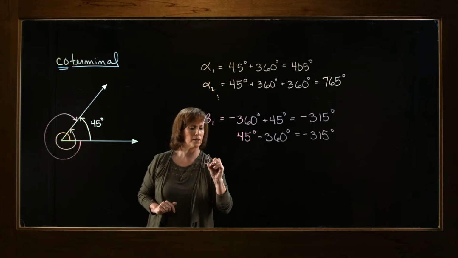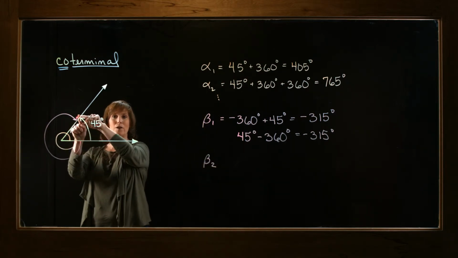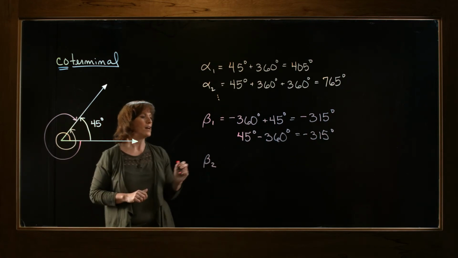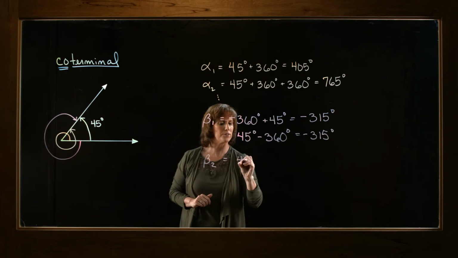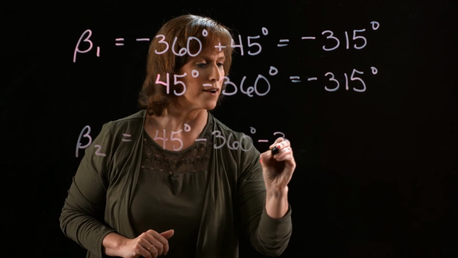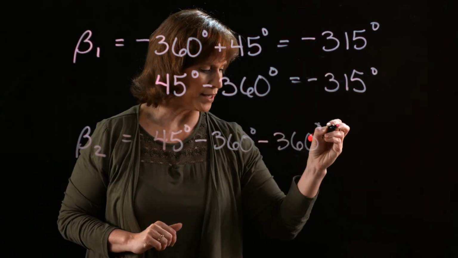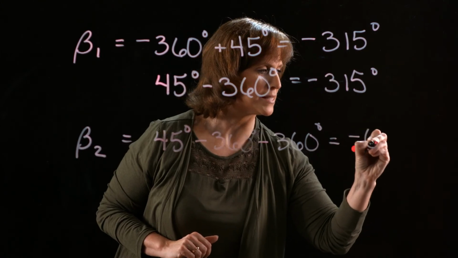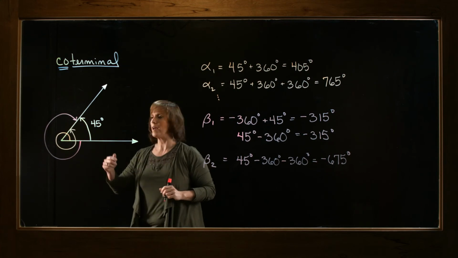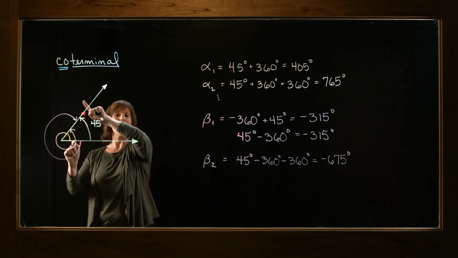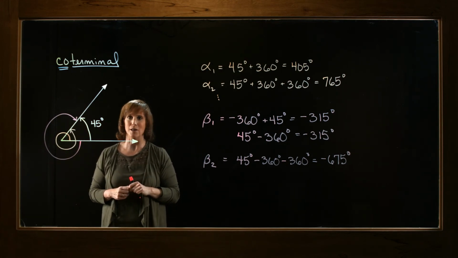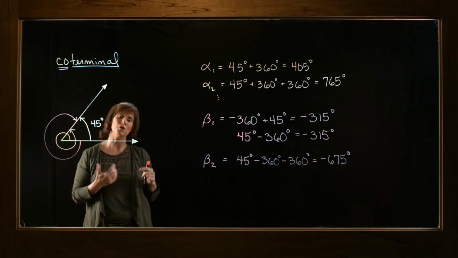What else could we do? Well, you could start at your 45 degrees and back up twice. Rotate in a clockwise direction 2 times around. So that's going to look like 45 degrees minus 360 degrees minus another 360 degrees. And if you do that, you end up with minus 675 degrees. And again, you could keep going. You could get to your terminal side and go backwards 38 times and get another coterminal angle. So these are just 4 examples, but you can get as many as you like.